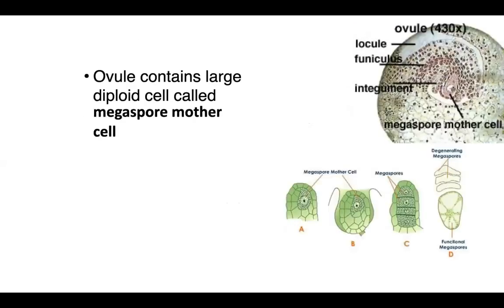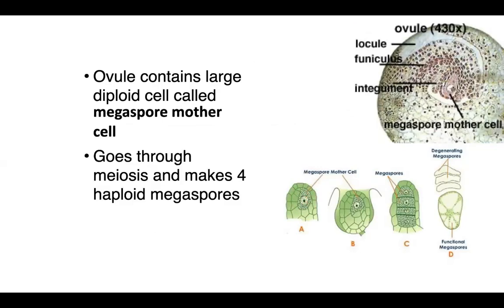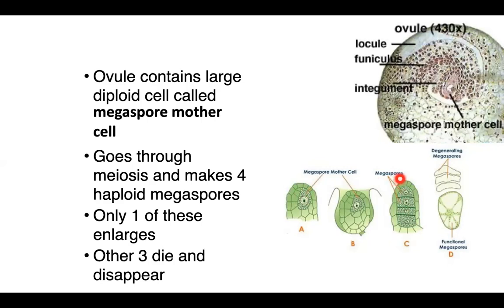Okay. The ovule contains a large diploid cell called the megaspore mother cell. So you can see that here, it's a diploid cell. The megaspore mother cell goes through meiosis and makes 4 haploid megaspores, which you see here. Only one of those megaspores is going to enlarge, the other 3 die and disappear.